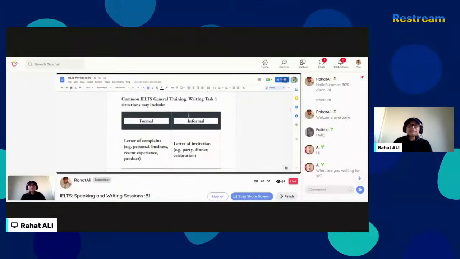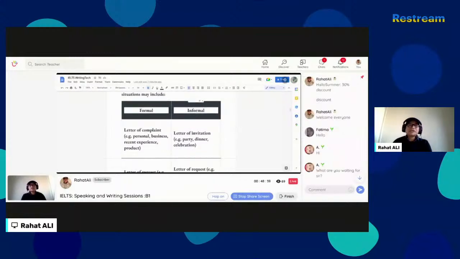And look at the other category of letters. Informal letter is a letter of complaint, personal, business, recent experience, product. Letter of invitation is party. What kind of party it could be? It could be New Year's party, wedding party, get together, birthday party, or any other specific party. Then dinner, you're inviting someone to a dinner or a lunch or celebration.